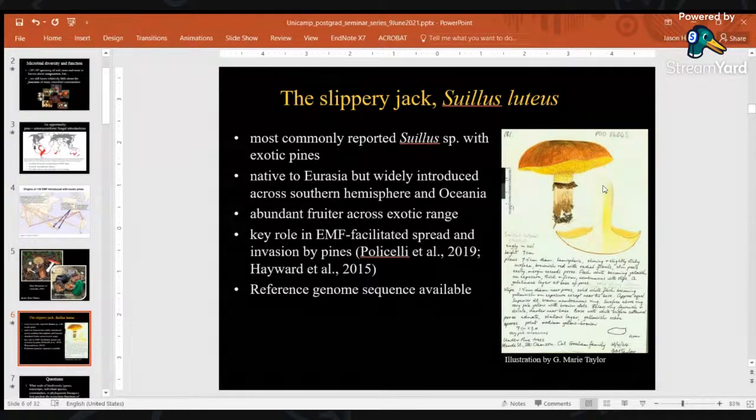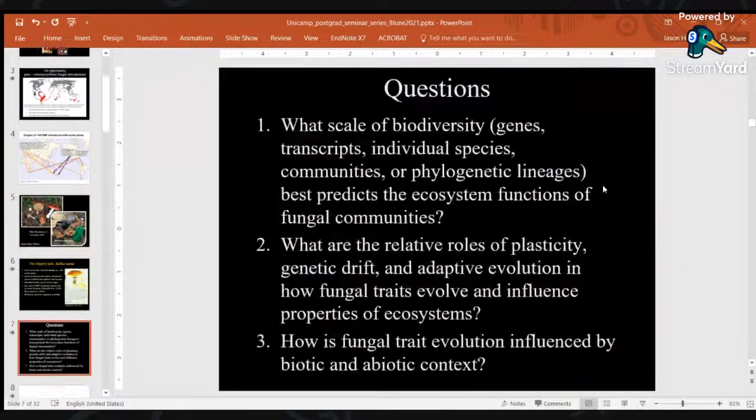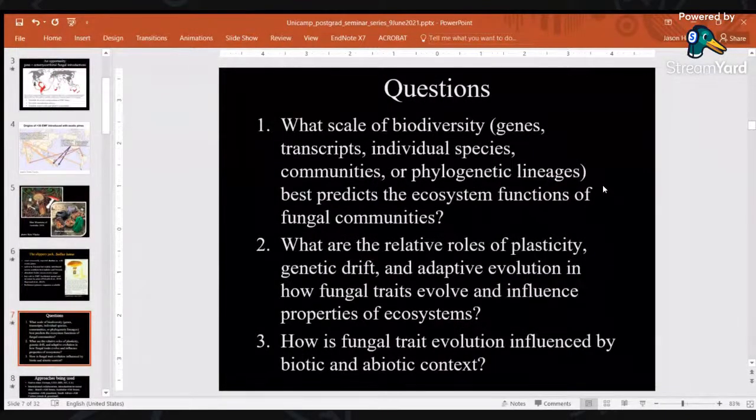So that's just a bit of background on this system, and I want to mention now three research questions that I think are really interesting and that have the potential to be answered and addressed in this system. One of them is to ask what scale of biodiversity, that is ranging from genes to transcripts to individual species up to communities or phylogenetic lineages, best predicts the ecosystem functions of fungal communities? This is a fundamental question about microbial communities. How do we predict their function?